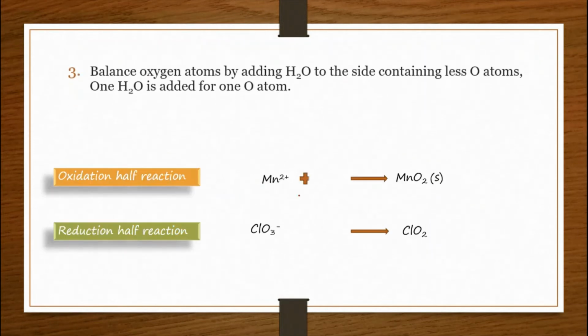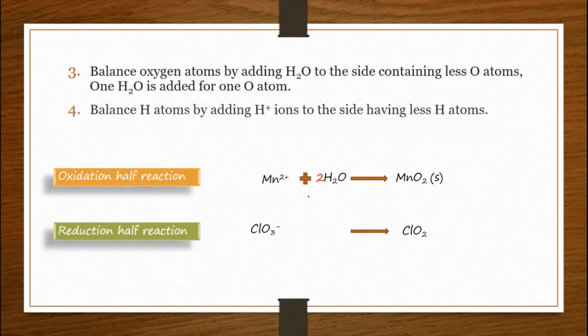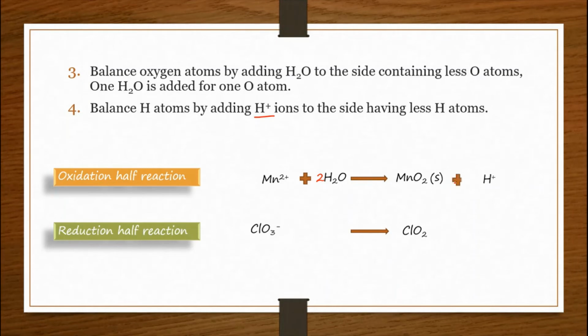Now balance the oxygen by adding water molecules. In the oxidation half reaction, on the left hand side of the equation there is no oxygen. So we have added 2 water molecules to the left hand side of the equation. Now balance the hydrogen atoms by adding H plus ions to the side having fewer hydrogen atoms. So on the right hand side of the equation there is no hydrogen atom. So we have to add 4 H plus ions to the right hand side of the equation.